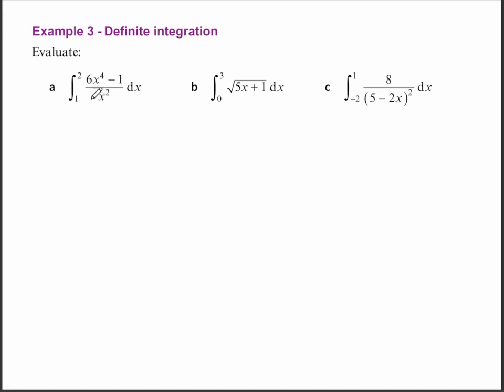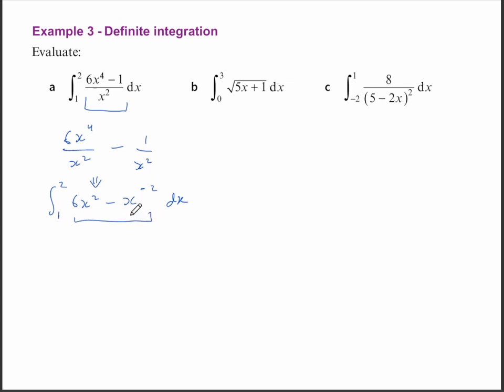Here, what we will do first is separate these two. So we will get 6x to the power 4 over x squared, minus 1 over x squared. This will just become 6x squared minus x to the power negative 2. And we want to integrate that from the limits of 1 to 2 with respect to x.